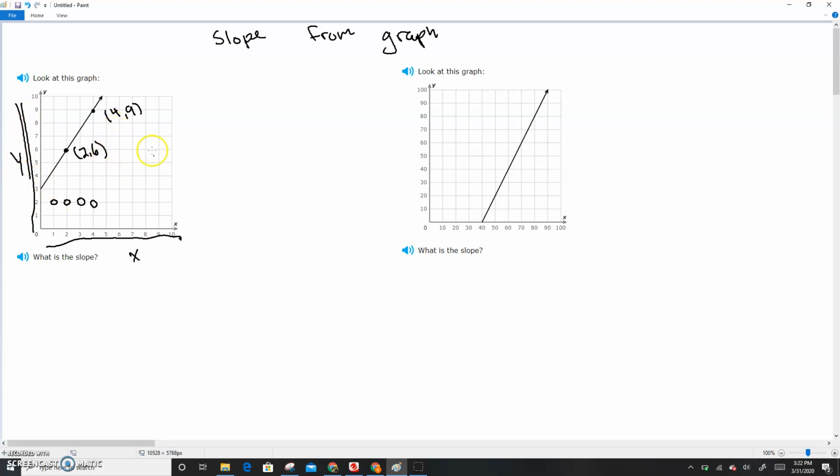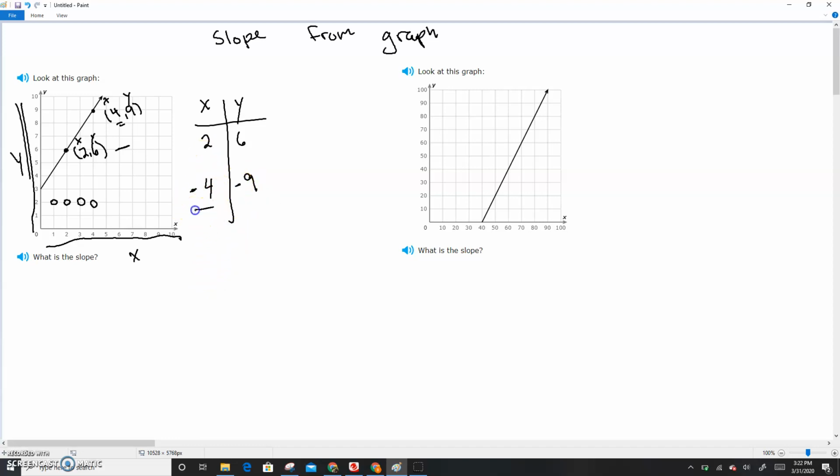So now that we have our points, we're going to just solve the way we did yesterday. We're going to create a table, x and y, and let's start with this point here. It's going to be 2 and 6. Remember, this is x, y, x, y. And then our next x value is 4, and our next y value is 9. So we subtract.